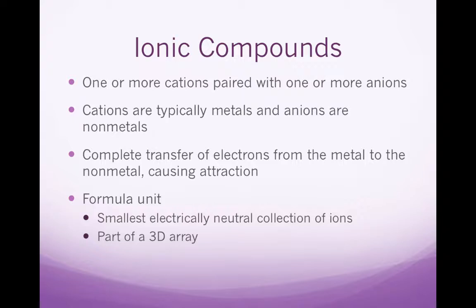Okay, let's talk about ionic compounds. Ionic compounds are compounds where one or more cations is paired with one or more anions. Remember, cations are typically metals and anions are nonmetals. There's a complete transfer of electrons within ionic compounds from the metal to the nonmetal, and this is what causes the attraction. And then remember that ionic compounds have a formula unit, which is the smallest electrically neutral collection of ions, but they're part of a 3D array.